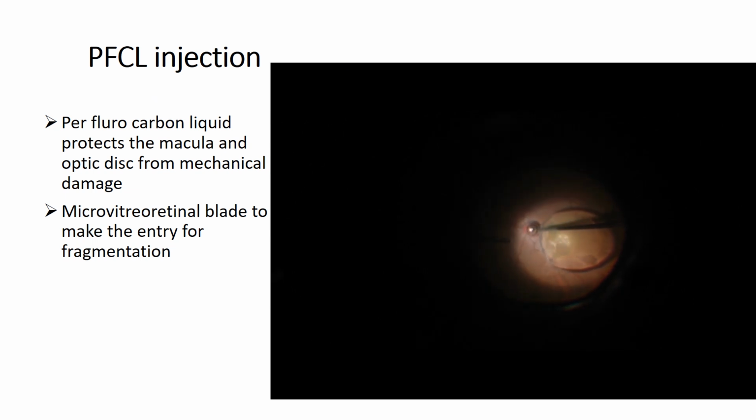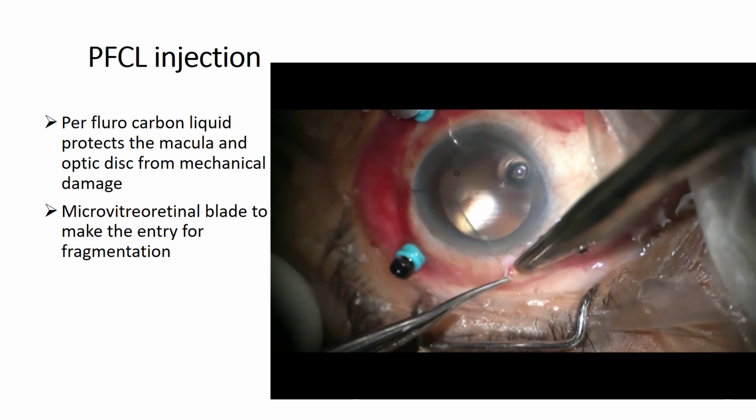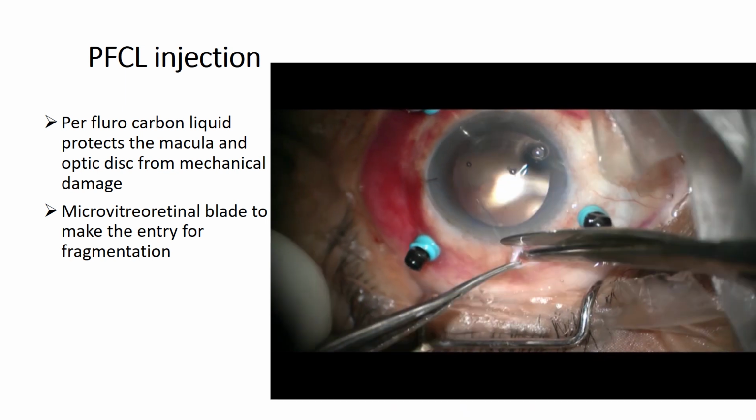After this is done, PFCL injection into the vitreous cavity is done to protect the macula and the disc from the falling of the nuclear matter during the procedure.